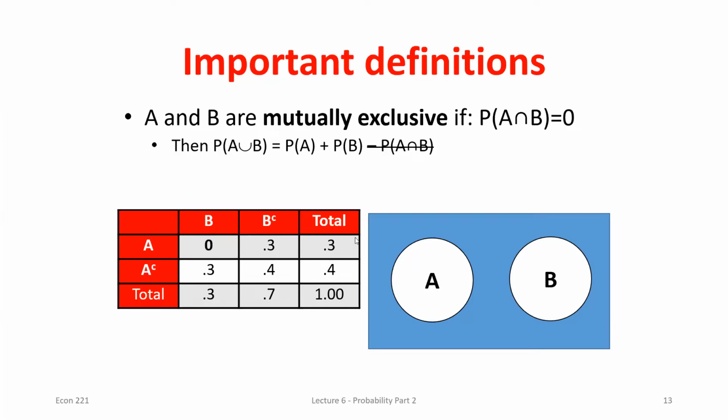Okay with this? Shouldn't be too wild. Once we have this definition down, if the intersection is equal to 0, that means they're mutually exclusive. This stuff kind of makes sense, right?